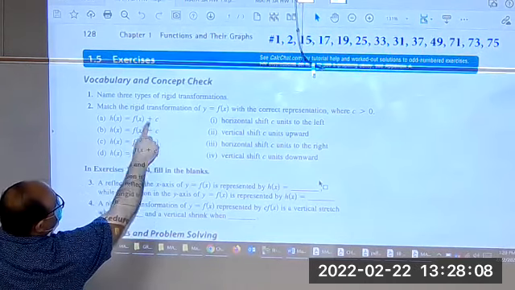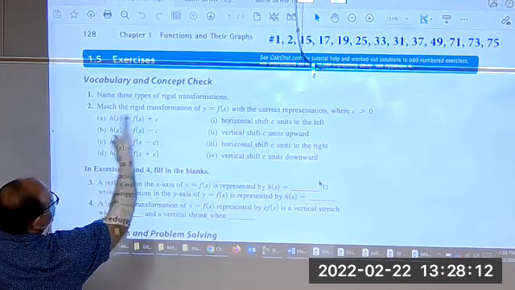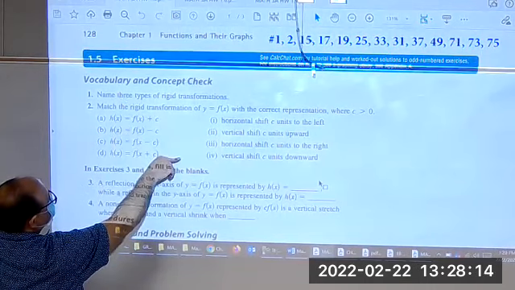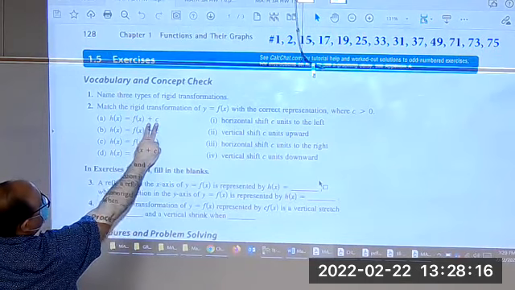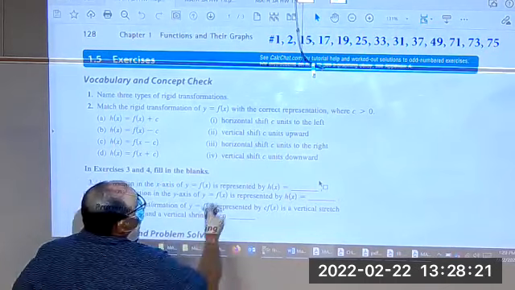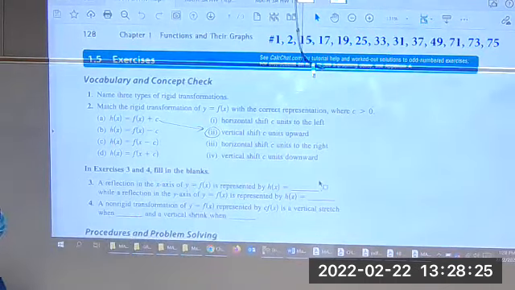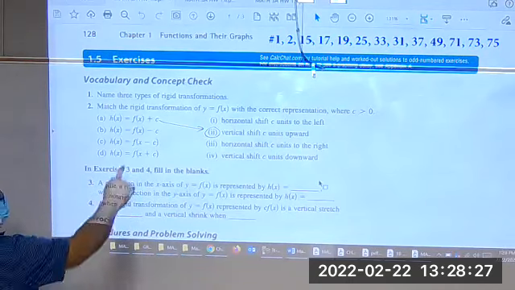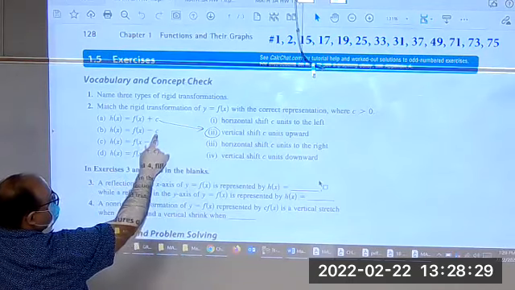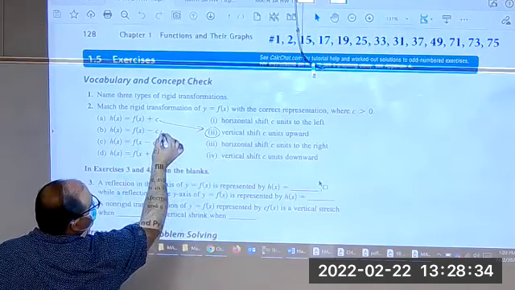So if we add something after the function, is that going to be left and right, up or down? If it's plus, add, up. So that would be a vertical shift up. So A is II. And then the function minus a constant means we're going to shift it down. So that would be IV.